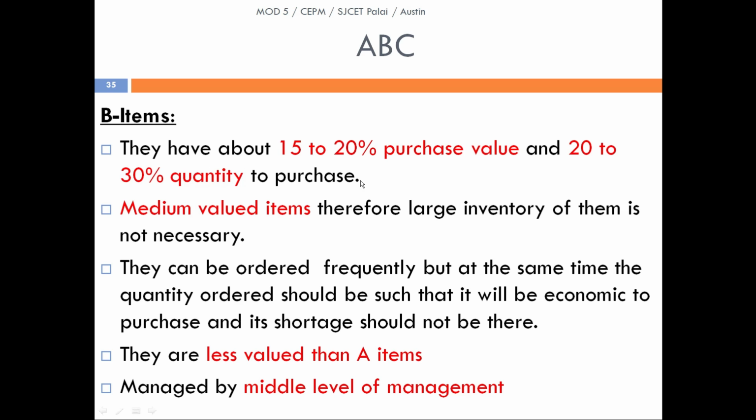In class B items, we could see that it lies in the middle between A and C. We could see that 15 to 20% of the usage value accounts for about 20 to 30% of the quantity. They are medium valued items, less valued than A. So this may not be as critical as in the case of A items, so they can be managed not by the top level of management, they can even be managed by the middle level of management.